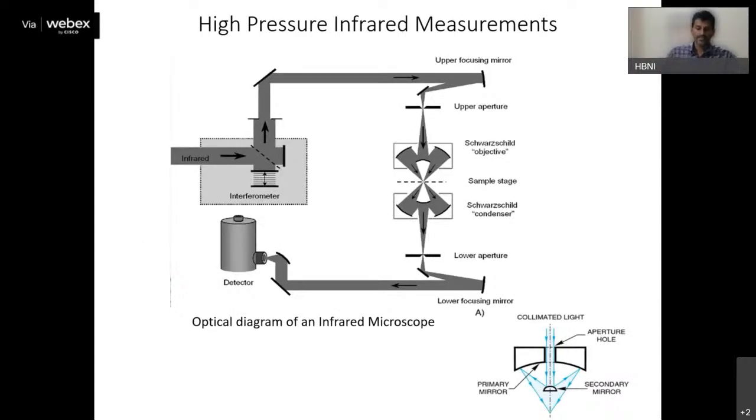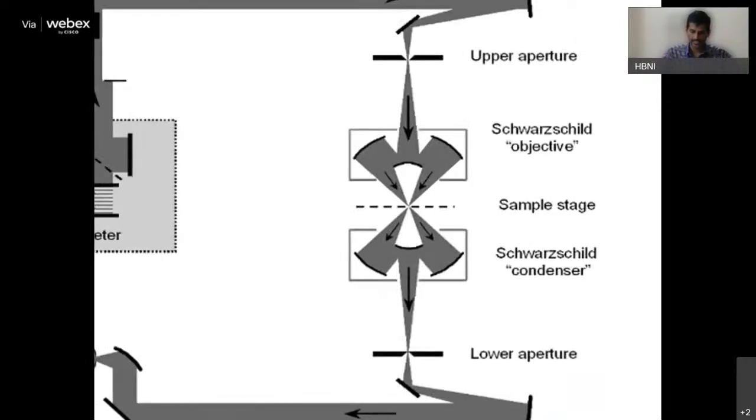Now comes to the high pressure. When we want to do high pressure measurement, as we know, we need to focus this infrared radiation in a very small spot. So what is generally done is one can use an optical infrared microscope where the Schwarzschild objectives are used.